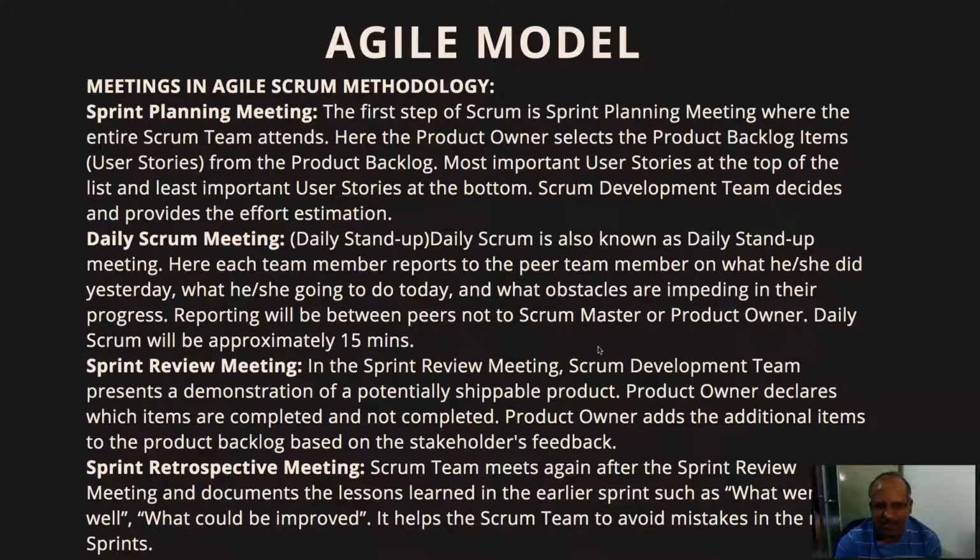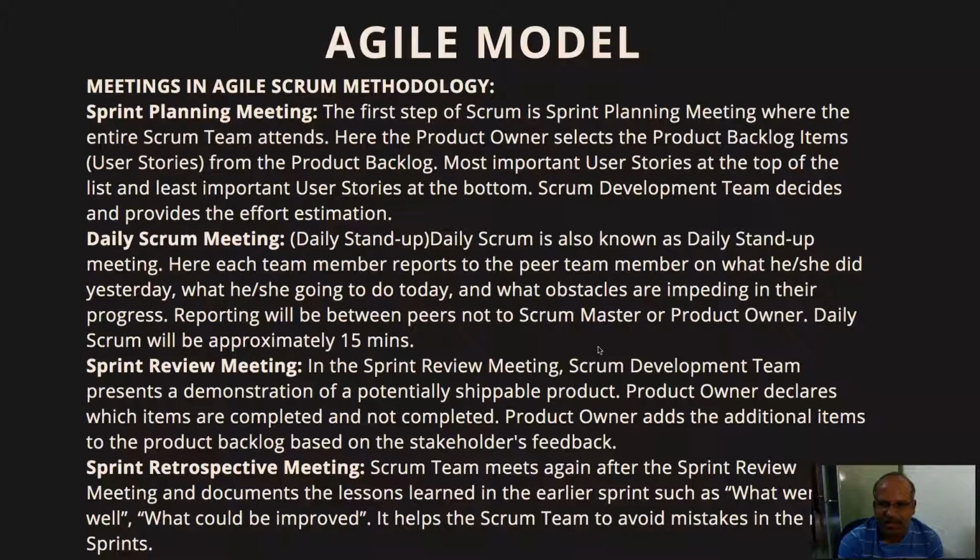Then the sprint review meeting, right? The Scrum development team will attend and demonstrate a potentially shippable product. They will do a demo of whatever completed incremental product there is. The product owner declares which items are completed and which are not. Then the product owner adds additional items to the product backlog based on the stakeholders' feedback. This is kind of a demo of what is developed, what items are accepted and what is not accepted, and the product backlog is updated based on the feedback.